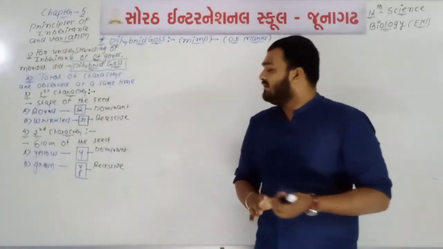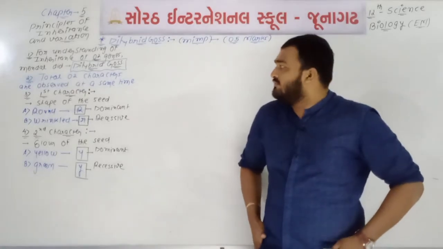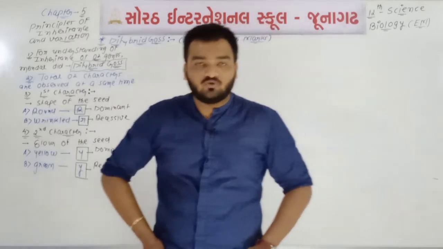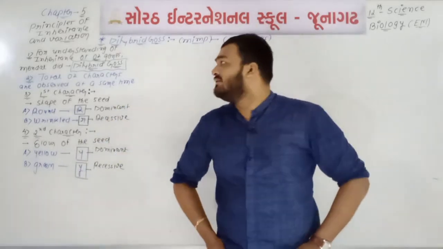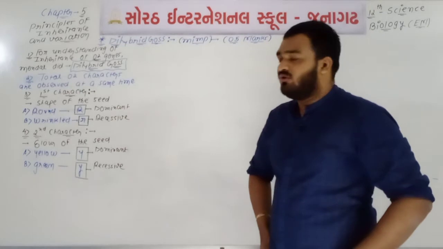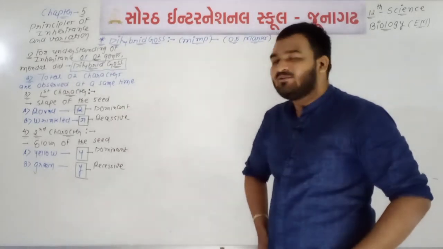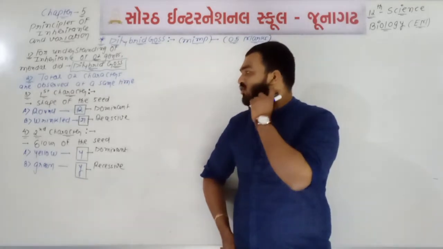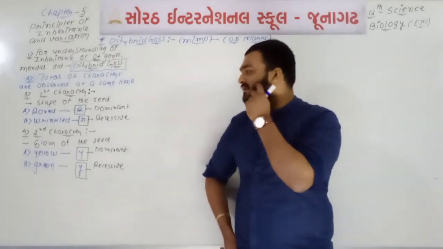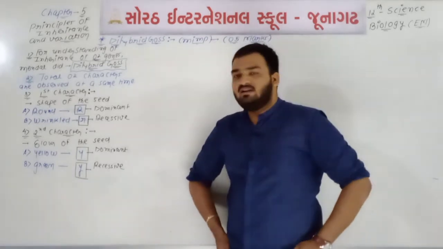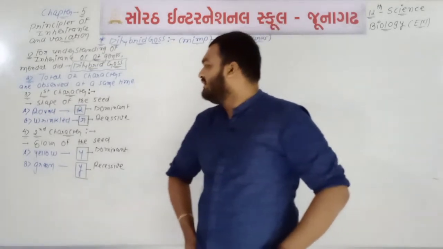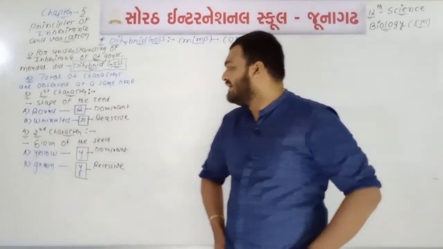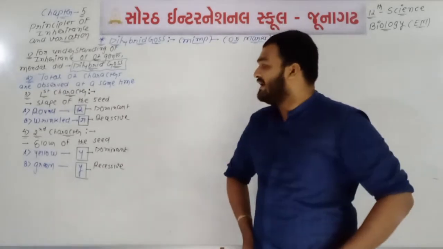Let us revise all 4 points. For the understanding of the inheritance of 2 genes, Mendel did the dihybrid cross. A total of 2 characters are observed at the same time. Character number 1 is the shape of the seed: round and wrinkled. The sign of round is capital R, which is dominant, and the sign of wrinkled is small r, which is recessive.